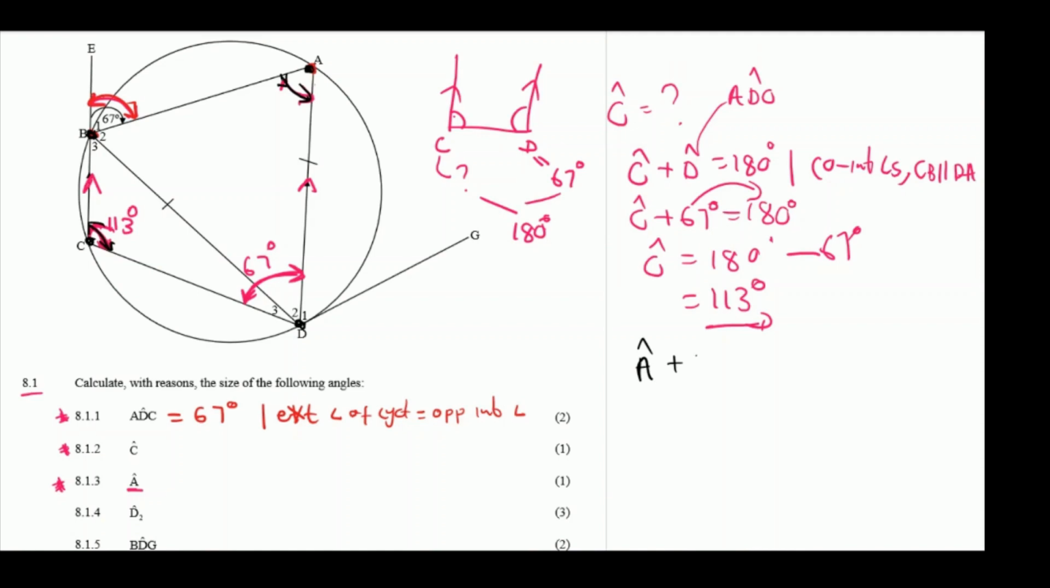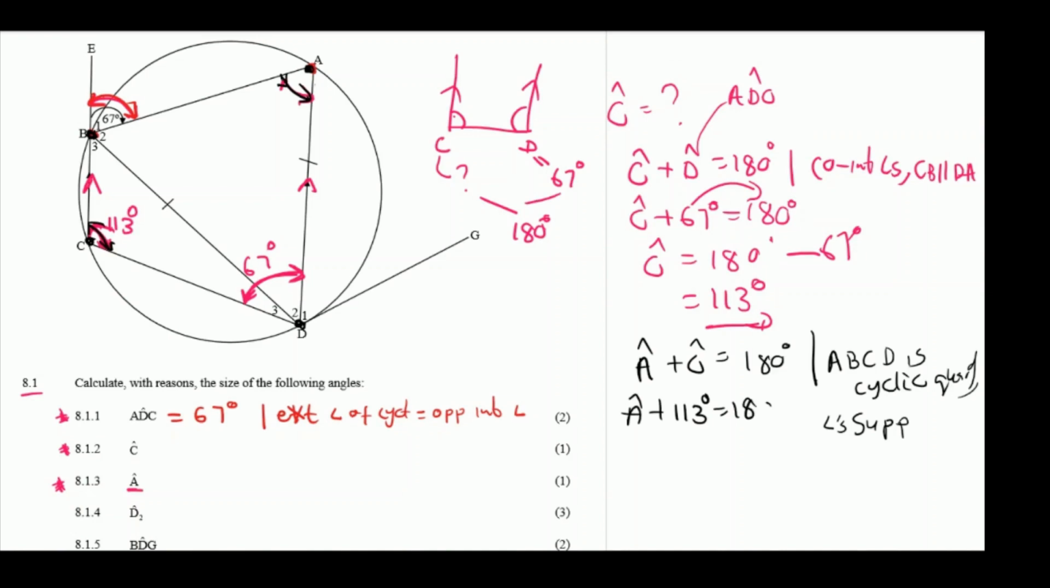So angle A plus angle C is equal to 180 degrees. Reason, you can say ABCD is a cyclic quadrilateral, right? Just indicate that the angles are supplementary, right? So meaning we don't know the angle A, but angle C is 113 degrees, equals to 180 degrees. You transpose to the other side, angle A is going to give you 67 degrees when you subtract 180 minus 113. So this is the angle A.